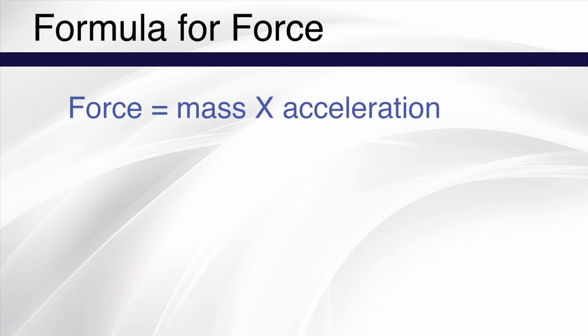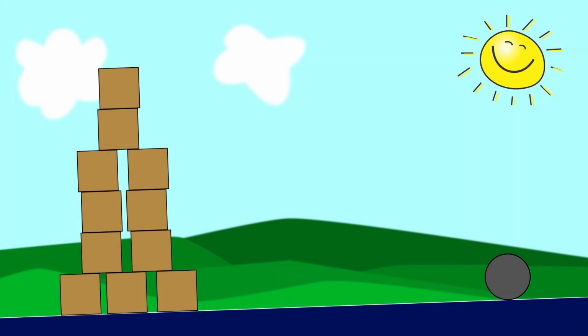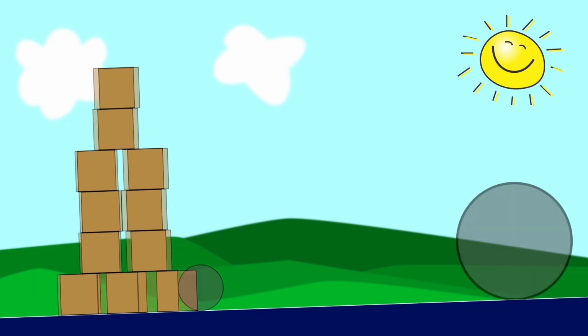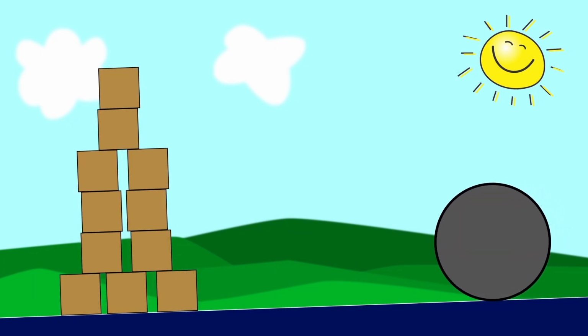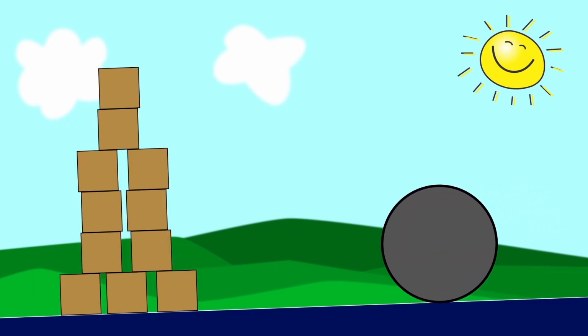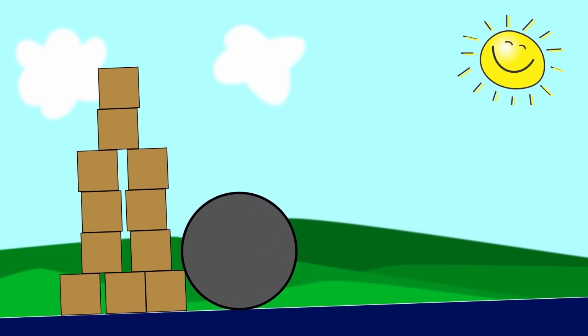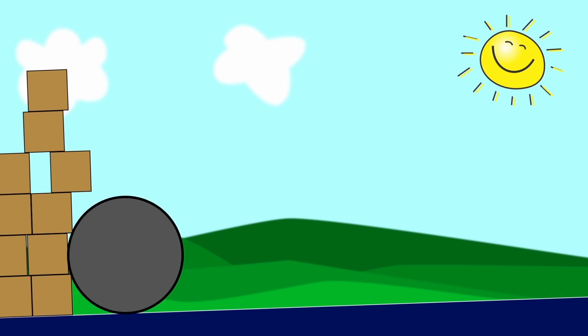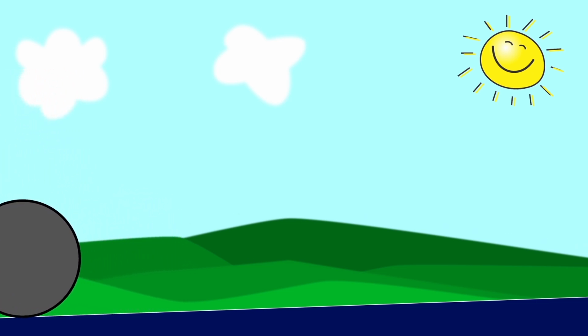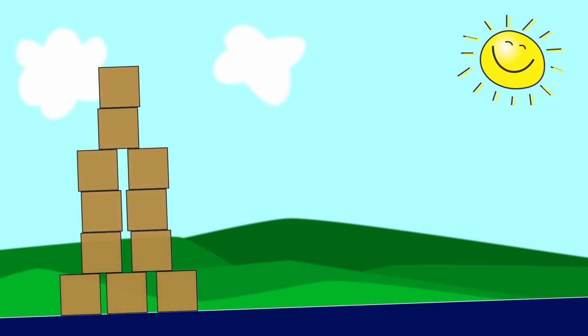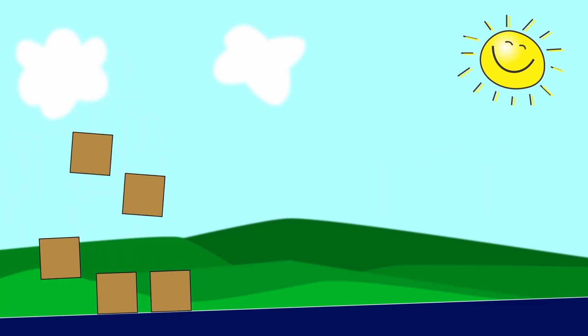Imagine we have a bowling ball and we allow it to roll downhill towards a stack of boxes. As it accelerates, it gains a little bit of force that it can exert against the boxes. Now, what if we increase the mass of the bowling ball? It still has about the same acceleration, but the increase in mass allows it to exert a much greater force against the boxes. So now let's go back to the original bowling ball and really increase the acceleration. By doing so, we give it a lot of force it can exert.